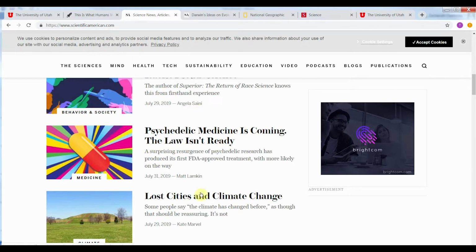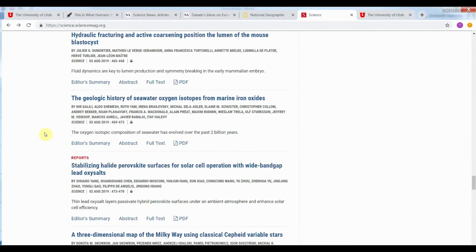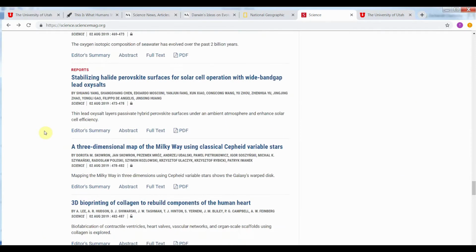Psychedelic Medicine is Coming, but the Law Isn't Ready. It's by Matt Lampkin. Matt Lampkin wrote that article, probably interviewed some experts, sent the article to his editor, and the editor fact-checked it and said, okay, that's well written, that's factual as far as we can tell, we will publish that. The sort of process that goes into these articles is much more rigorous. There are side effects of this.